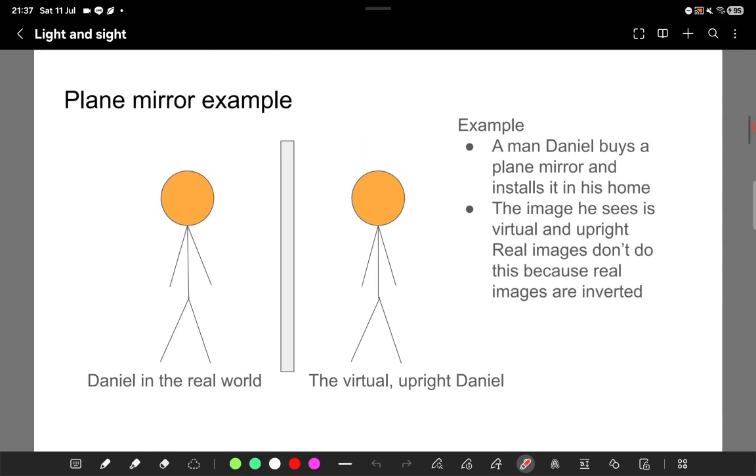To further understand this, real images are inverted because real images are made from concave mirrors, which we will cover later in this presentation. This is what a concave mirror would look like. Everything converges to one point, right here, which is the focal point, F. So, we have Daniel in the real world and the virtual upright Daniel.